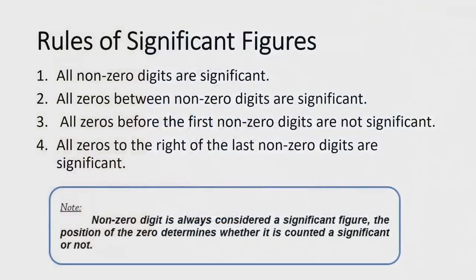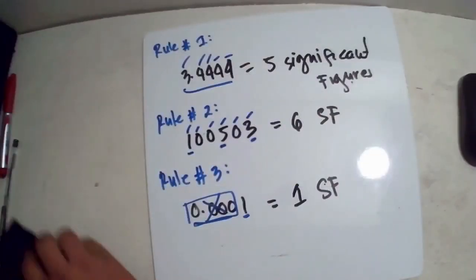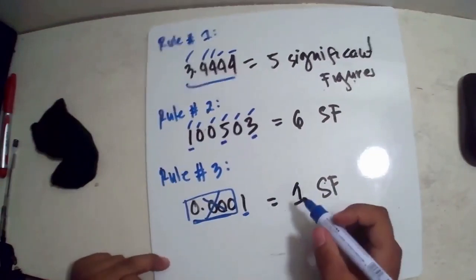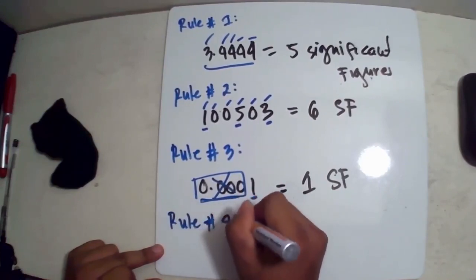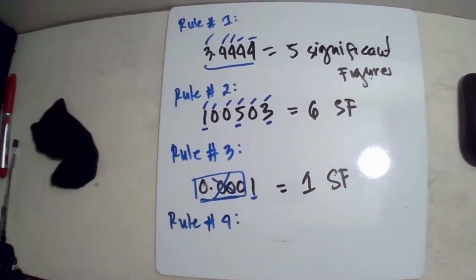Let's go to rule number 4. All zeros to the right of the last non-zero digits are significant. Okay. How do we explain that? For rule number 4, we'll just write here: Rule number 4. All zeros to the right of the last non-zero digits are significant.